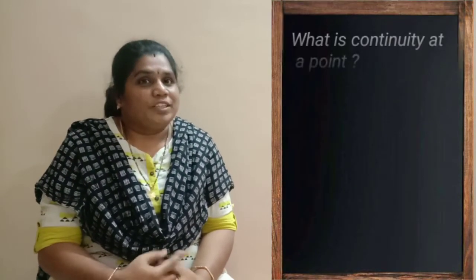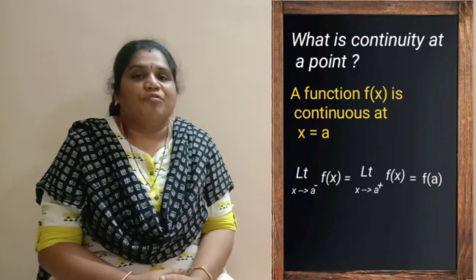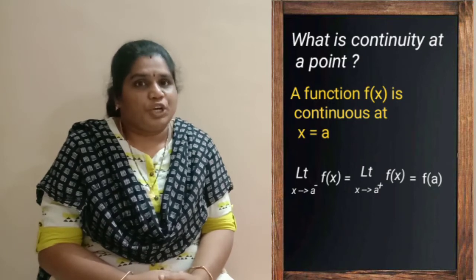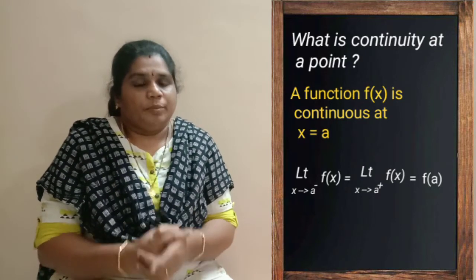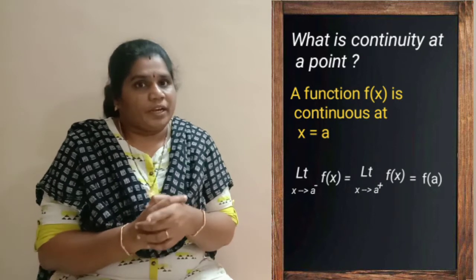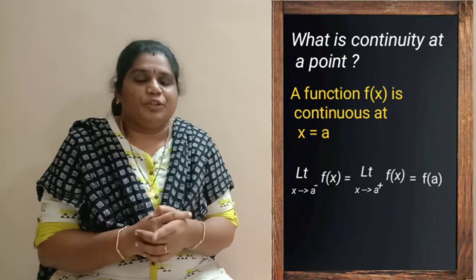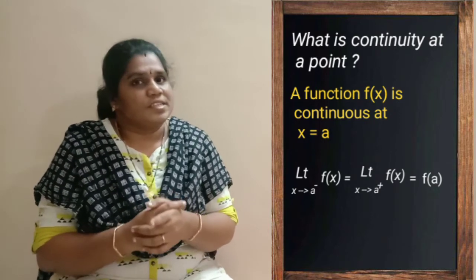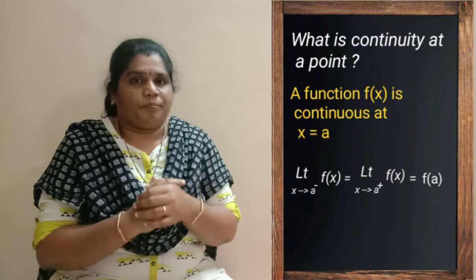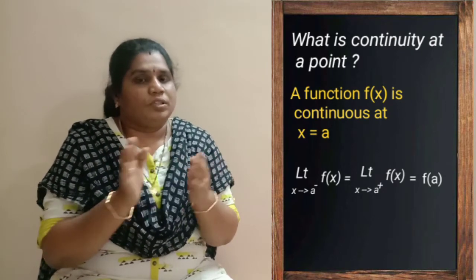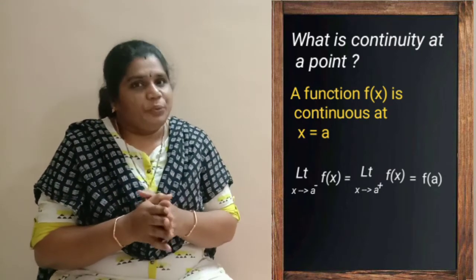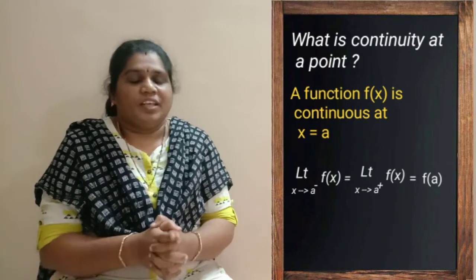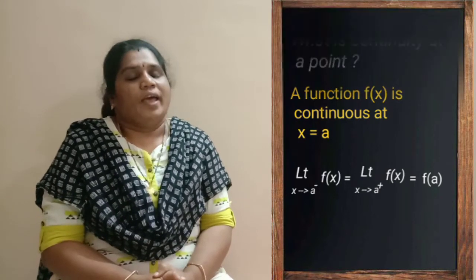What is continuous at a point? A function f of x is continuous at x is equal to a if limit x tends to a minus of f of x is equal to limit x tends to a plus of f of x is equal to f of a. If you prove that all these values are equal, then you can say the graph is continuous. Now we'll move on to examples.